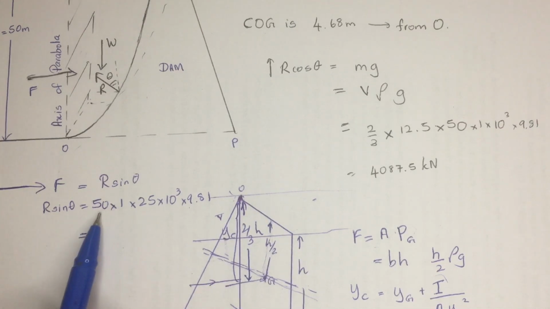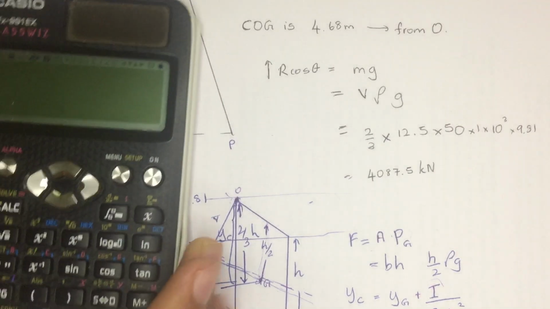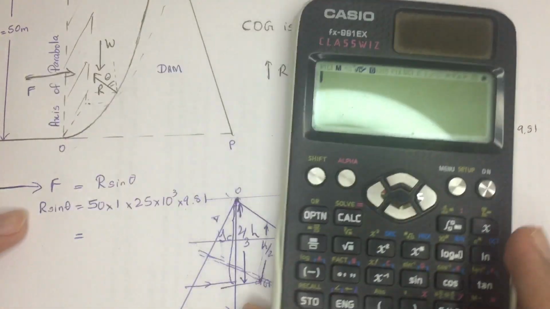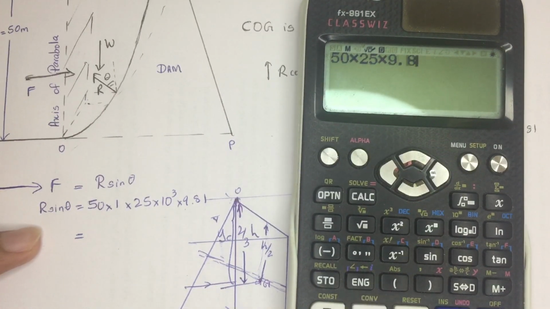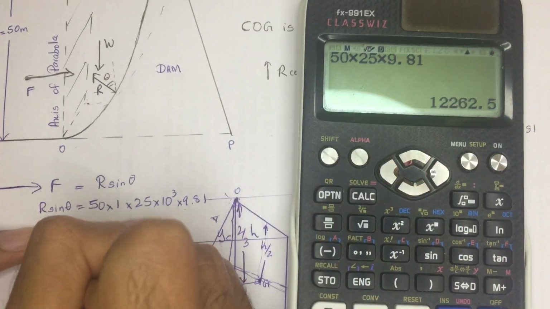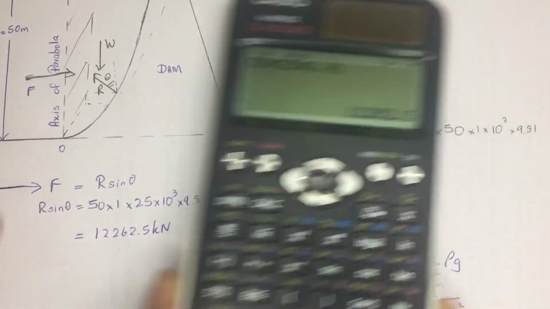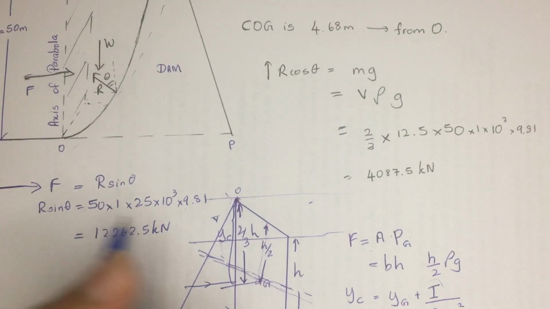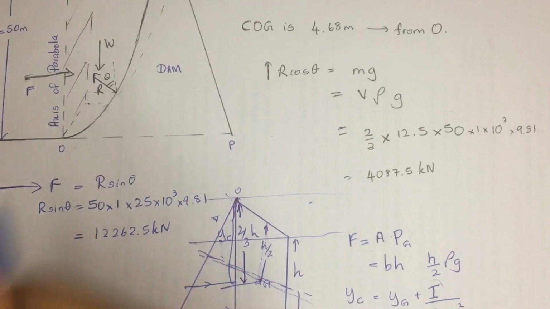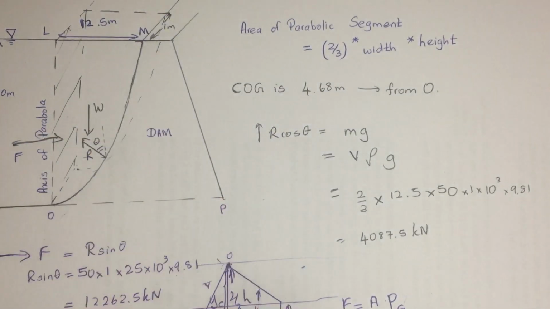So when you are considering that, we need to figure out the r sine theta, the horizontal component of the hydrostatic thrust. I'm going to use this calculator: 50 into 25 into 9.81, which is going to return 12,262.5 kilonewton. But we need to find the hydrostatic thrust per unit length, so we need to divide it by 1 meter, because we have already taken this 1 meter length when finding this answer.